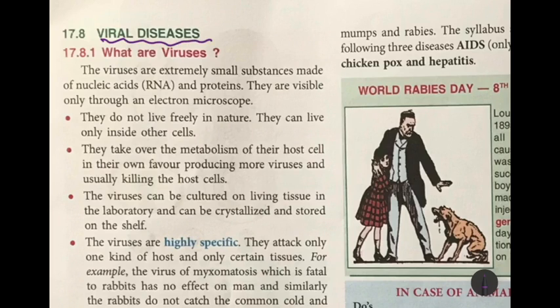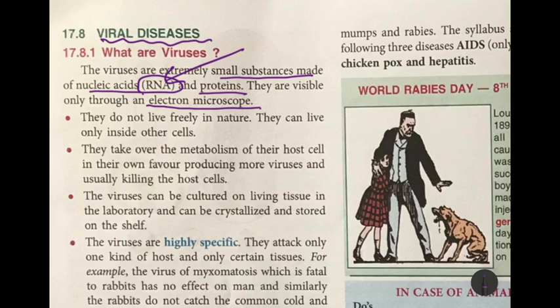Next, we move on to viral diseases. Okay, so right now we are going through a pandemic which is caused by a virus. Okay, so what are viruses? Now, viruses are very small substances made up of nucleic acid, RNA, ribonucleic acid, and proteins. Full form of RNA is ribonucleic acid. Please keep that in mind. And they are so small that we do not see them under a compound microscope, but we can see them only through an electron microscope.